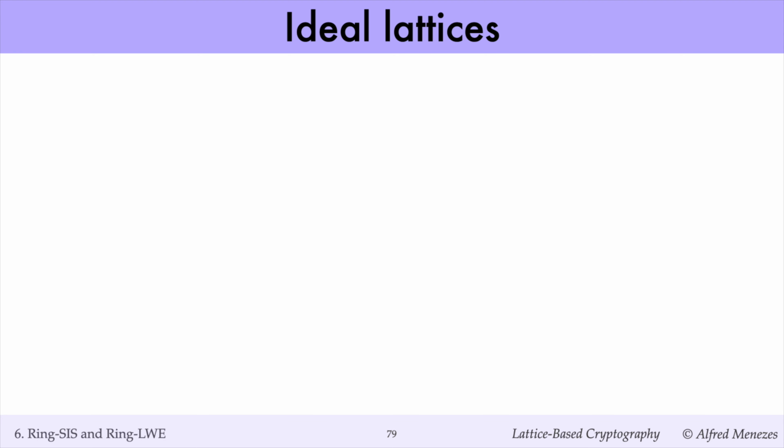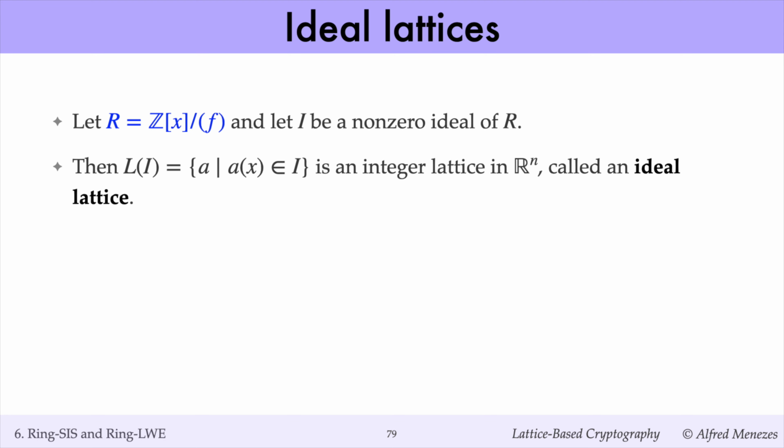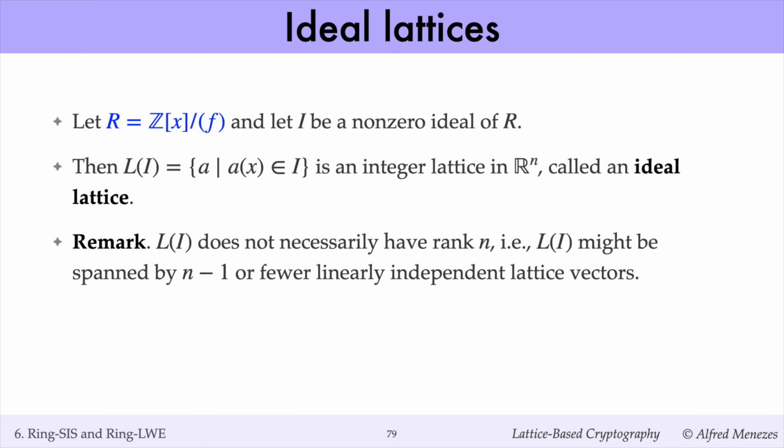Ideals can be viewed as lattices. More precisely, if I is a non-zero ideal of the polynomial ring R, then the set of vectors corresponding to the polynomials in the ideal form a lattice, called an ideal lattice. This set of vectors is a lattice because it's closed under addition and subtraction, and therefore is an additive subgroup, and also discrete, since it's comprised of integer vectors. However, an ideal lattice isn't necessarily full rank.